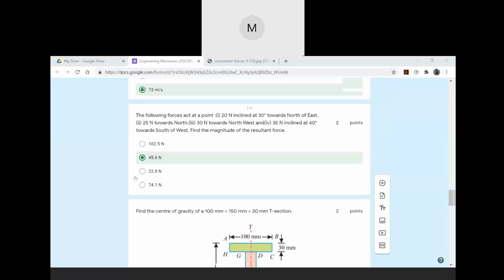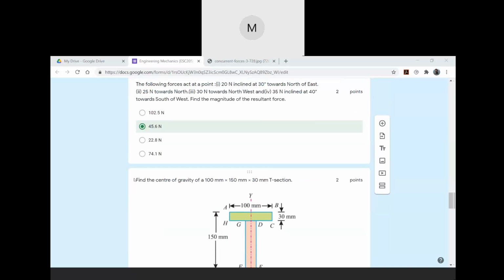So the next one is what? This one. The following forces act. Then we have to find out the magnitude of the resultant force. Right. So if you have to find out the magnitude of the resultant force, how will you find it out?